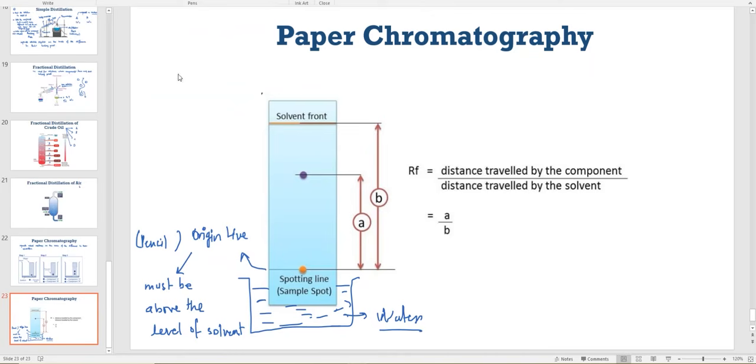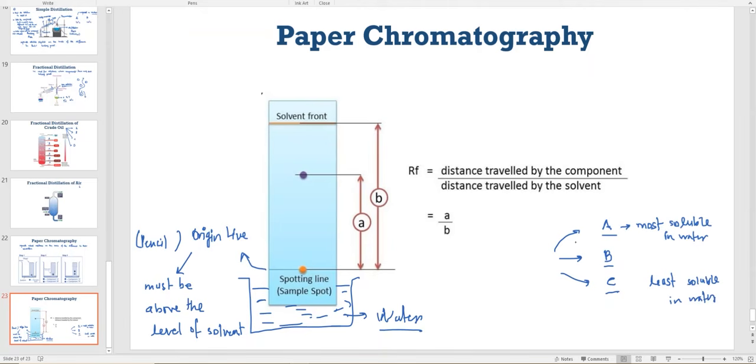For example, let's say this spot was made up of three dyes, A, B and C. Let's say this spot was made up of three colored substances, A, B and C. Once the water passes through the spot, it comes into contact with all of these three substances. Now the solubilities are going to be tested. Let's say that A is most soluble in water and C is least soluble in water. What would happen?